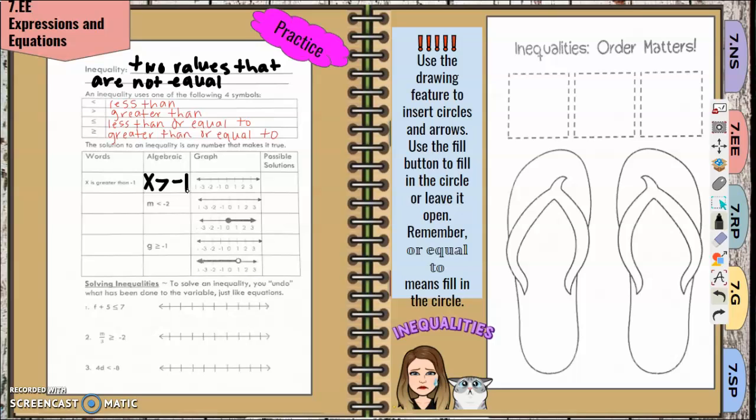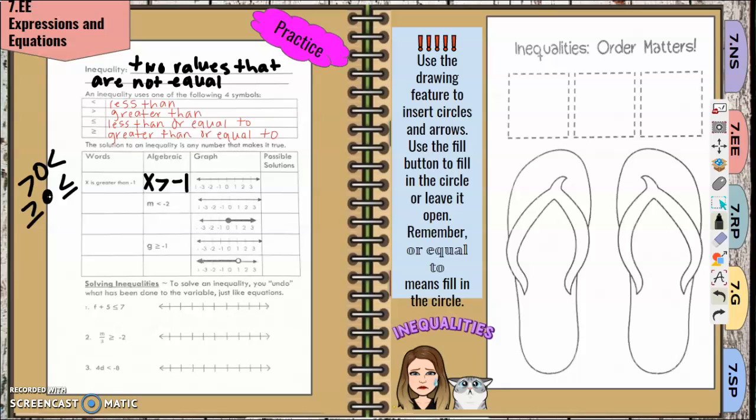So when we graph them, if it is greater than or less than, we'll use an open circle on the solution or the constant that's on the right side. If it is greater than or equal to or less than or equal to, we'll use a closed circle because the or equal to means that this number is a possible solution.